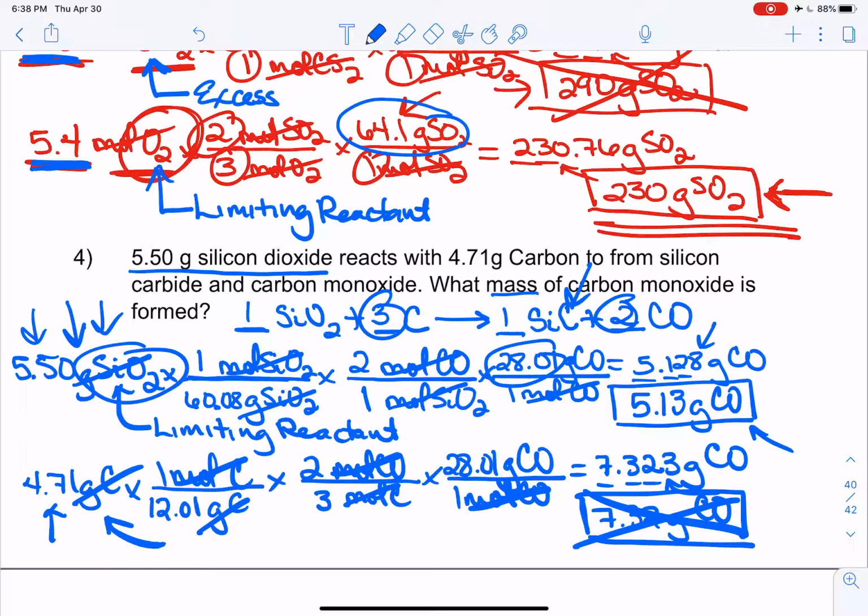And that means that carbon is your what? That's your excess reactant, or reagent, or factor. Again, you guys, don't point to carbon monoxide and call that the limiting or excess reactant, because that's not a reactant, it's a product.